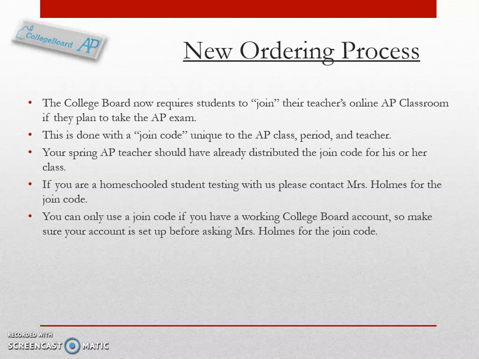So the new ordering process consists of an extra step for you, and that is joining your teacher's AP classroom with the join code that's unique to their class, their period, and their teacher. So your teachers should have already distributed these join codes to you, but the join code is step 1. So you join the AP classroom, that actually orders your exam. And then you go to Total Registration, which is our payment broker, and you pay for the exam. So 2 separate steps to ordering.